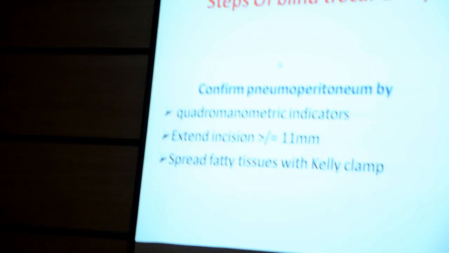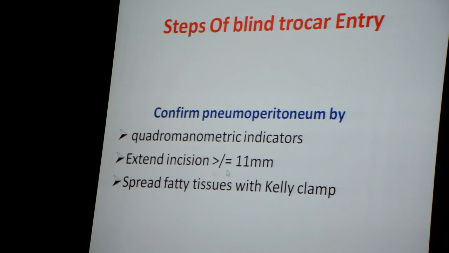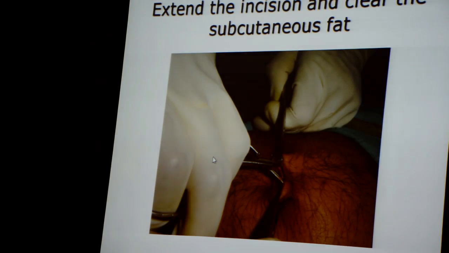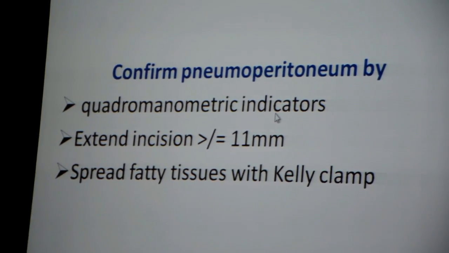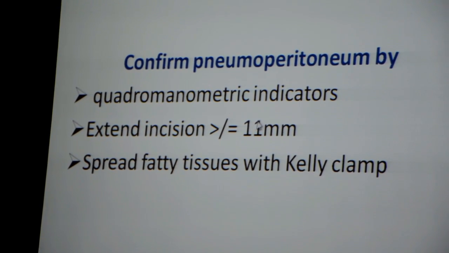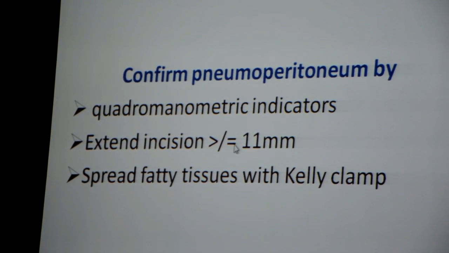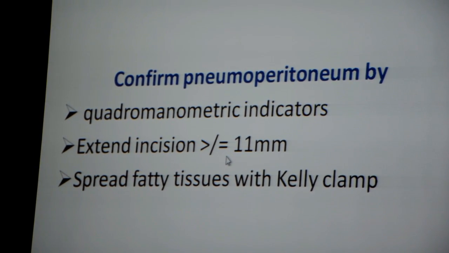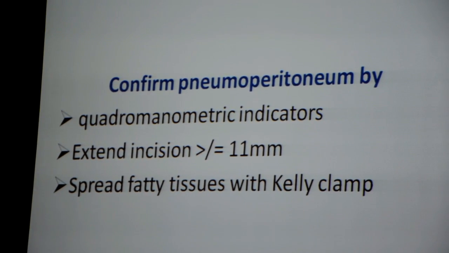For blind trocar entry, we can also confirm the entry by the quadrimanometric indicator. As we said, we can talk about it later in short notes. But in the blind technique, we should extend the incision to at least 11 millimeters or a little more, because if we apply pressure with a short incision, the trocar may give way rapidly and injure the viscera.